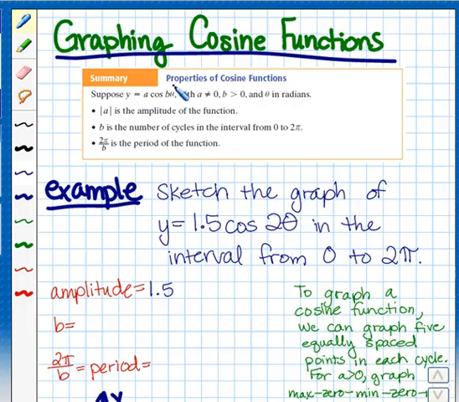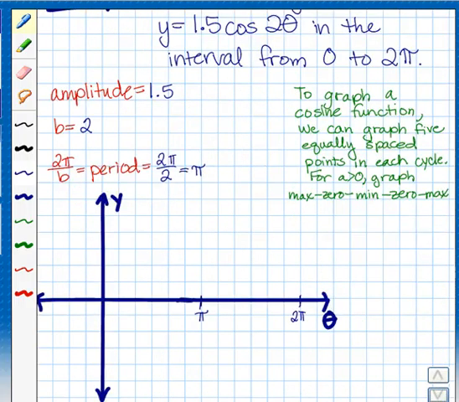Cosine 2 theta tells us that b equals 2. So that means in the interval from 0 to 2 pi, where we're going to be graphing this function, there are actually 2 cycles of the cosine function from 0 to 2 pi. Now to find the period, we're just going to go 2 pi over b, so that's 2 pi over 2, so the period is pi. Okay? So now let's graph our function.